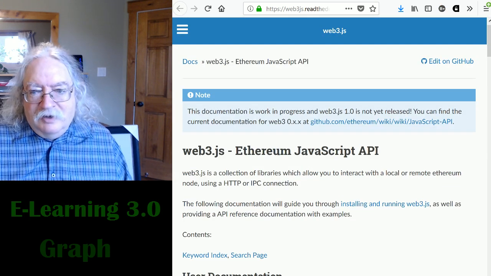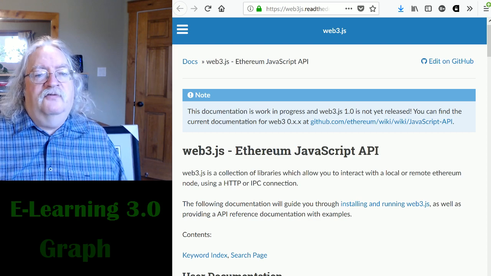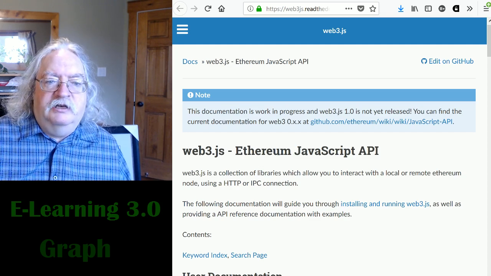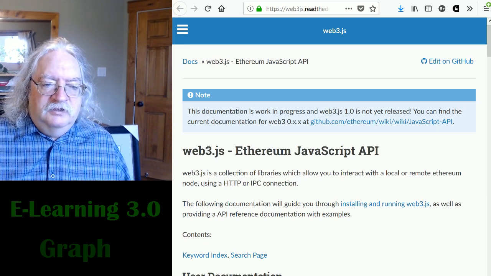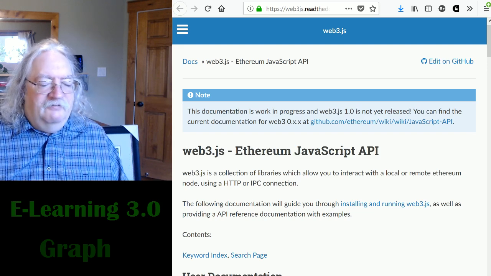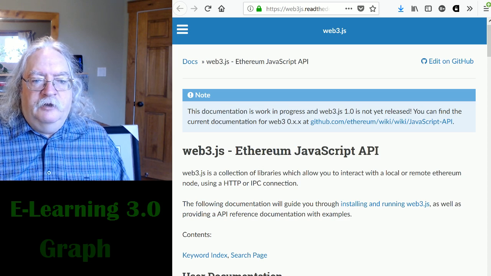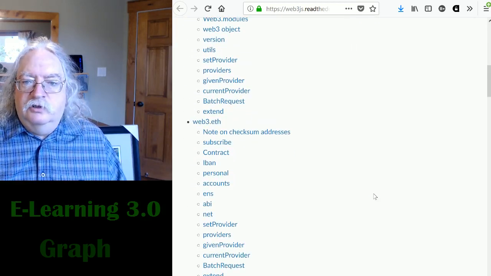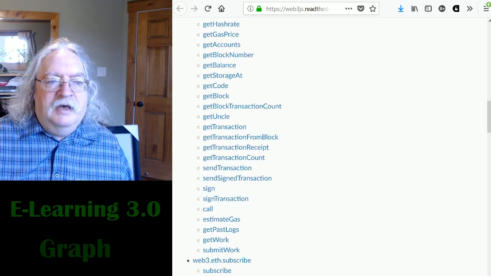And as well, Web3 is not just a concept, it's actually the name of a software library written in JavaScript to support data sharing and interaction by means of a blockchain network, and specifically the Ethereum blockchain network. We're not gonna talk about specific blockchain networks. But the idea here is that we have this distributed web. Our data is recorded in this distributed web, in this blockchain. And then we use this blockchain for contracts, applications, whatever else we wish to do with our data. And you can see all the different concepts, right? Contract, IBAN, personal accounts, get hash rate, get balance, etc.